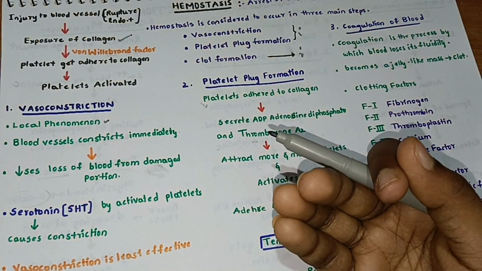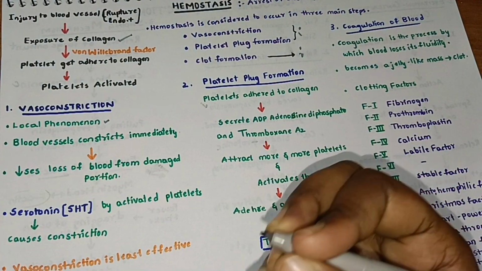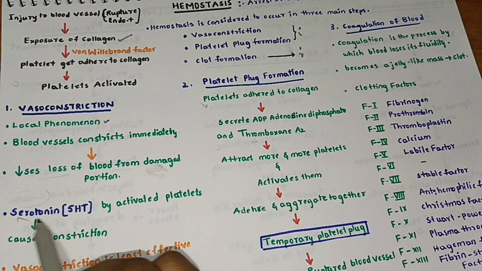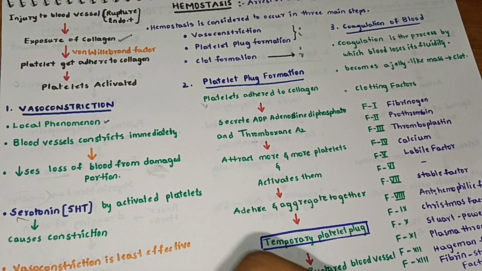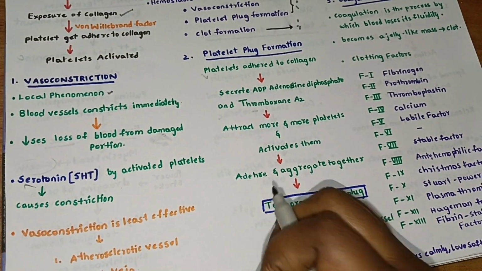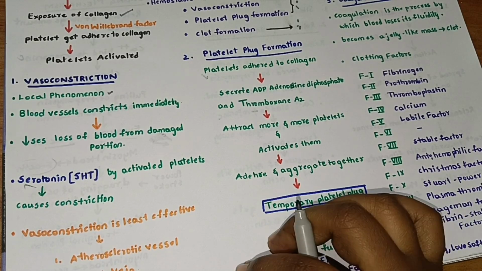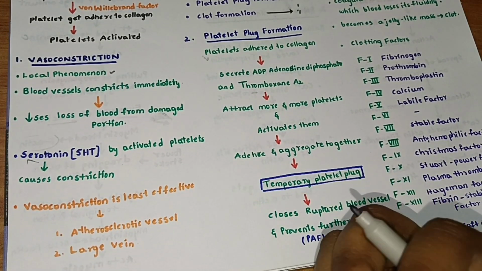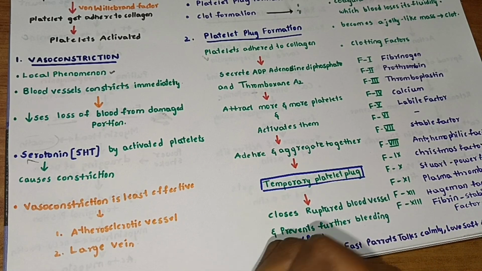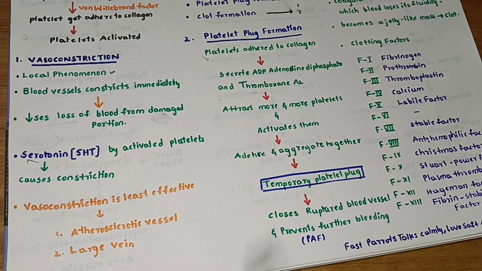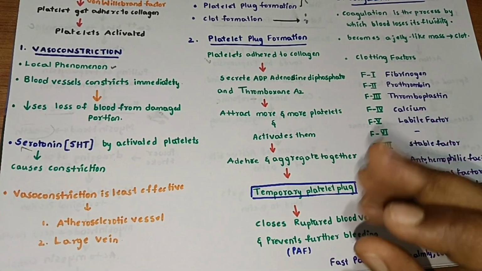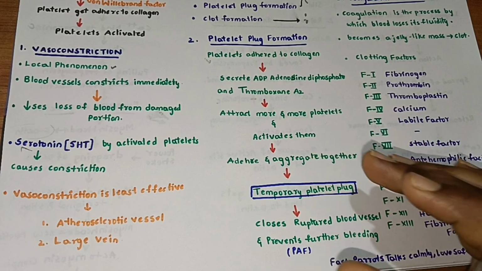The activated platelets are releasing serotonin. Serotonin is released by activated platelets. This serotonin causes vasoconstriction, which leads to decreased loss of blood from the damaged portion. Now, vasoconstriction is least effective during which condition? When the blood vessel is an atherosclerotic vessel or a large vein. A large vein contains less muscle coat, so it takes time. Vasoconstriction is least effective there.